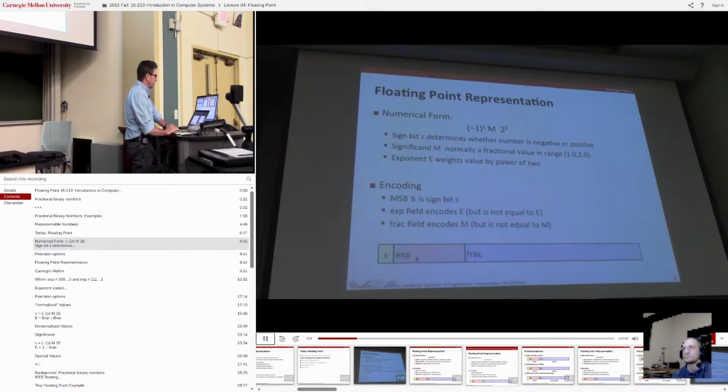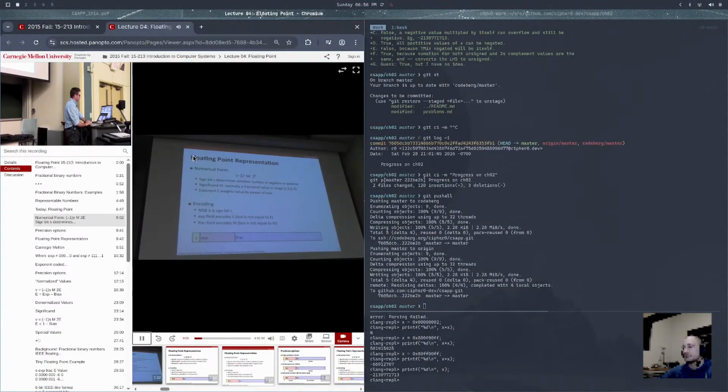So this is encoded in either 32 bits or 64 bits in the following way. The sign bit s is the most significant bit.